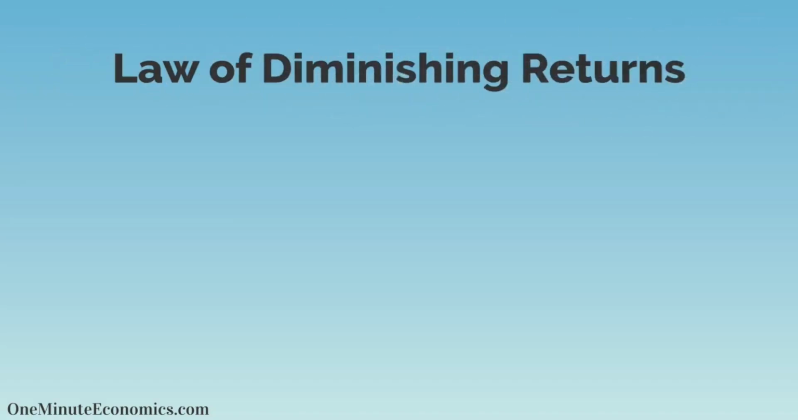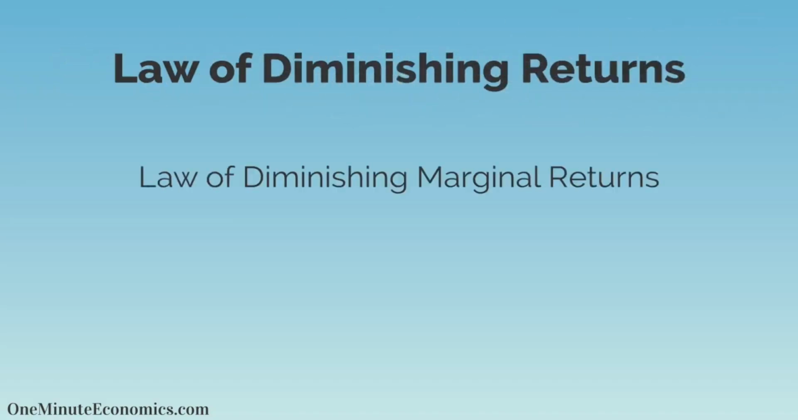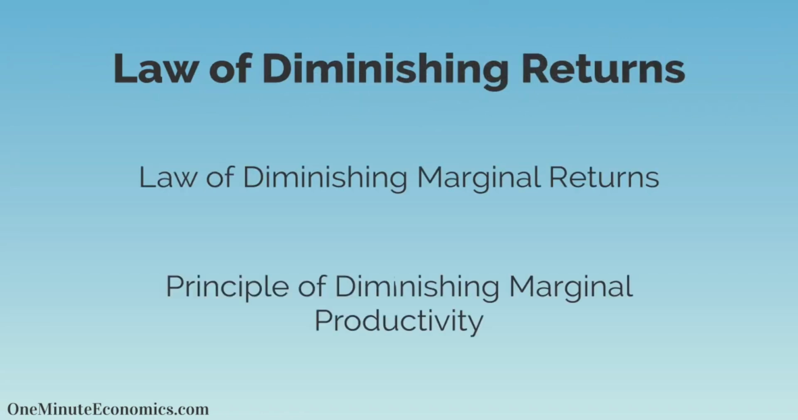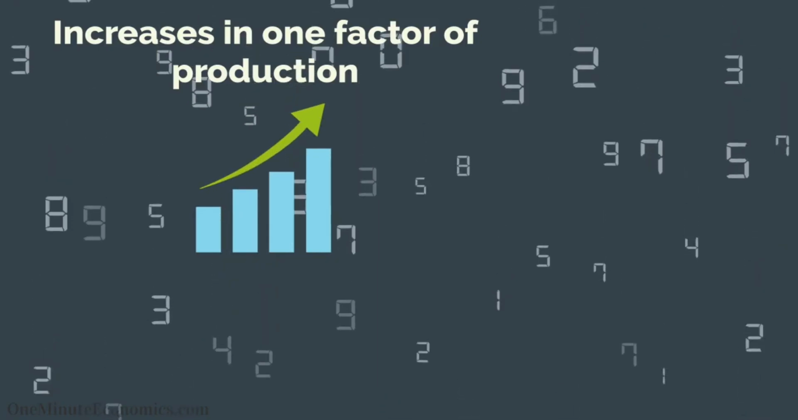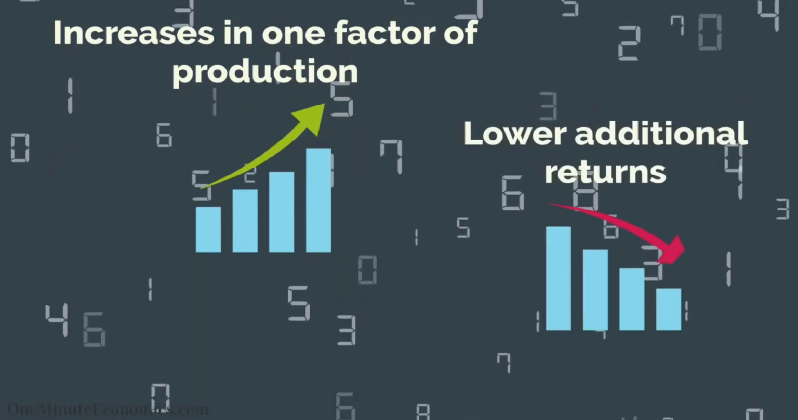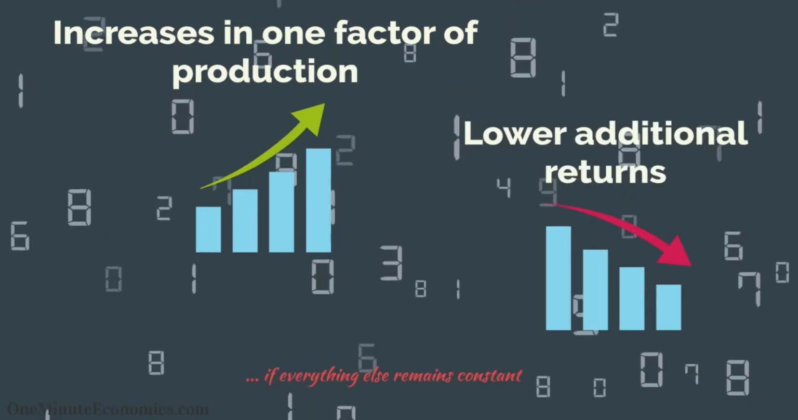The law of diminishing returns, also referred to as the law of diminishing marginal returns, or the principle of diminishing marginal productivity, simply states that increases in one factor of production generate lower and lower additional returns, assuming that nothing changes when it comes to the other factors of production.